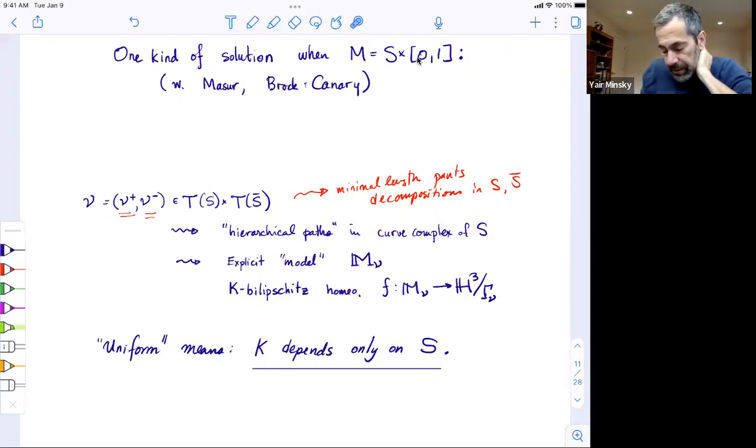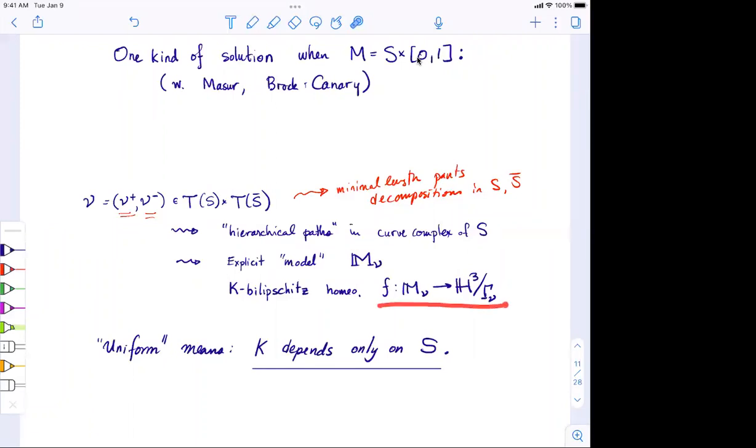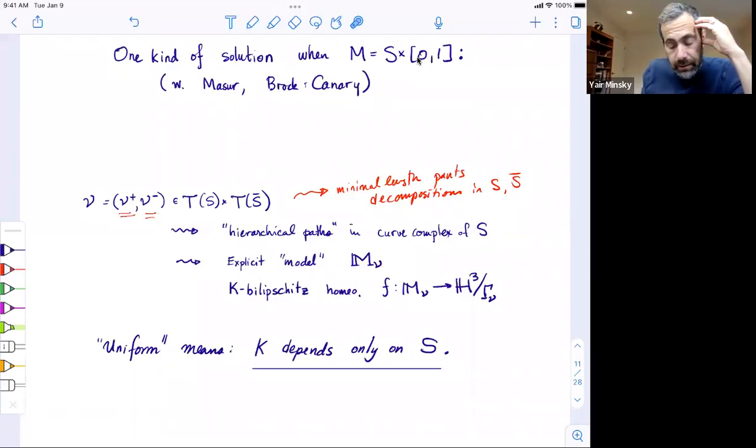And then that path can be converted into an actual model, which is to say an actual manifold, a three-dimensional manifold with a geometry. And it comes equipped with a K-bi-Lipschitz homeomorphism into the hyperbolic three-manifold. So that's what I call a model. And when I say uniform, I mean that this K depends only on the topology of the surface and nothing else. So that it's uniform in the deformation space associated to S. Okay, that's the kind of thing I mean by uniform model.